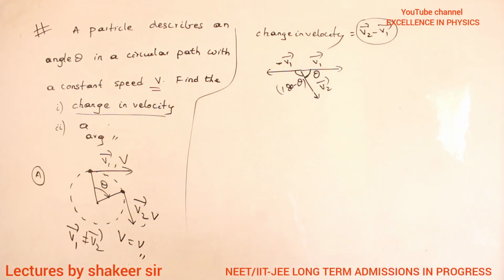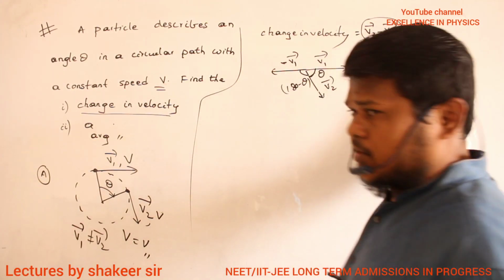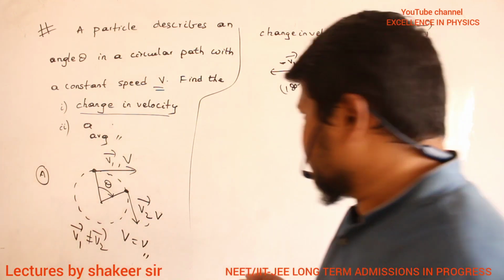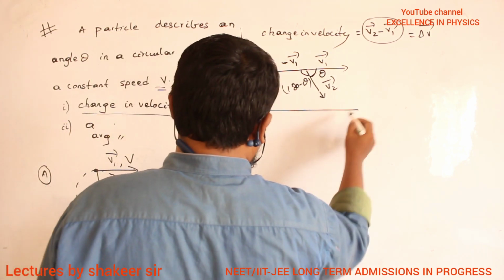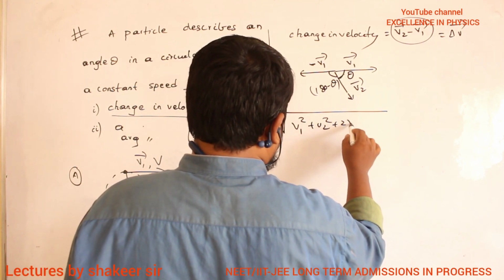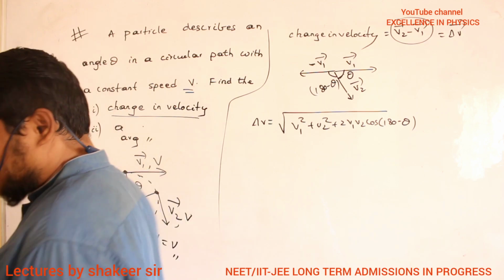Okay, ma? So therefore, magnitude of change in velocity, how can I calculate? In vector form, this one, that's all. This is my change in velocity, which you can write as delta v dash. Okay. In scalar form, how can I write? Change in velocity is equal to square root of v1 square plus v2 square plus 2 v1 v2 cos 180 minus theta. This is how I am supposed to write.